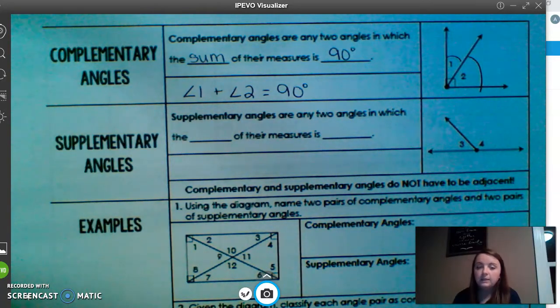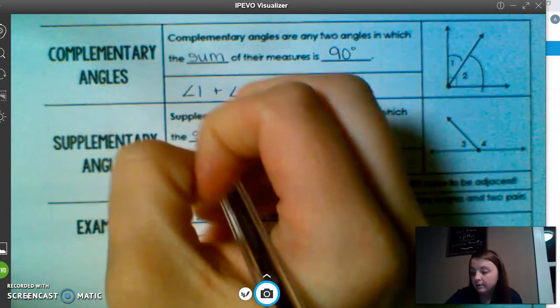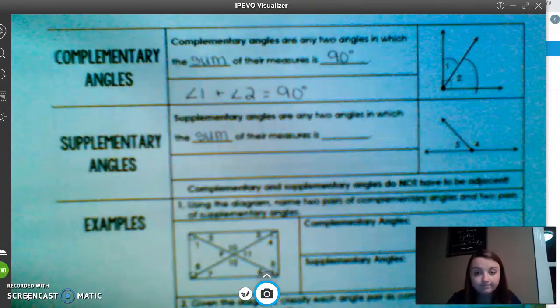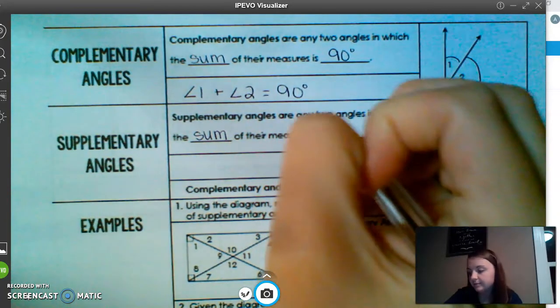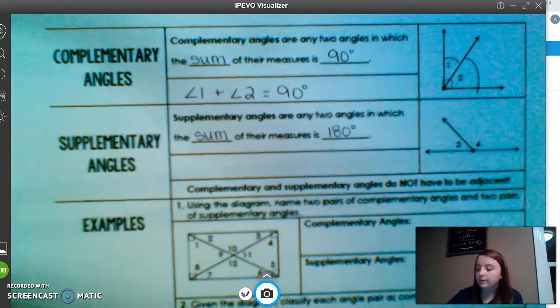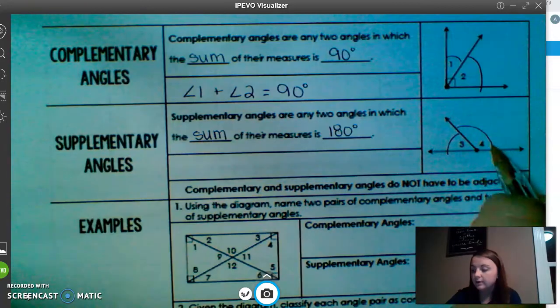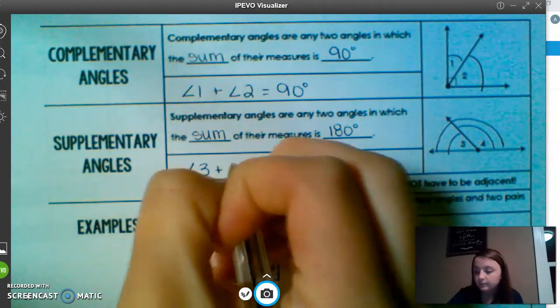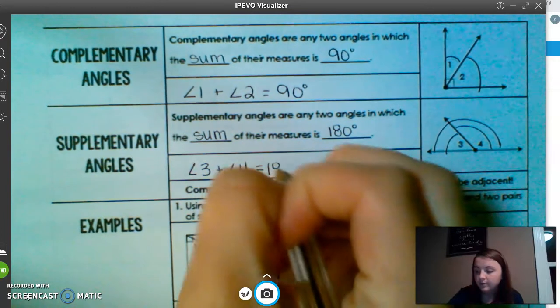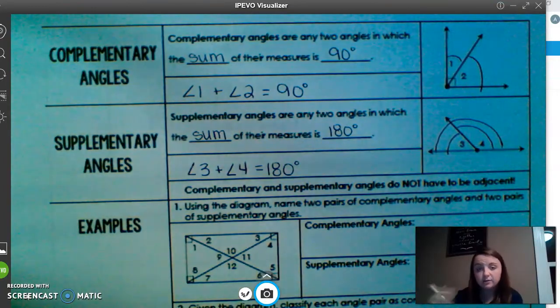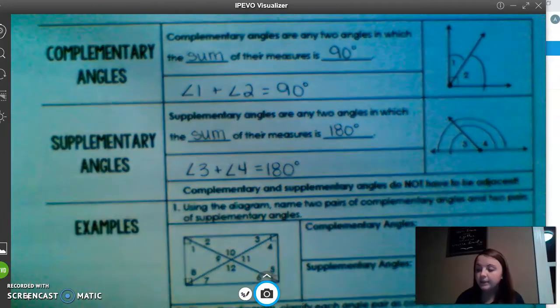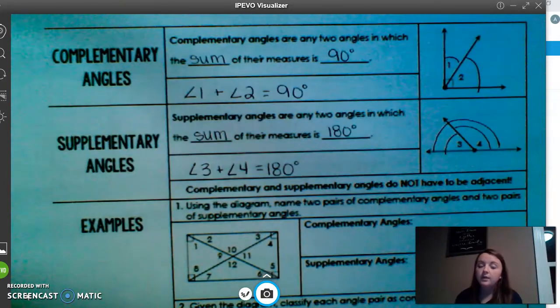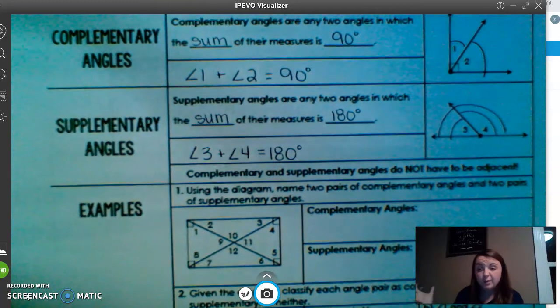Now, supplementary. These are any two angles in which the sum of their measures is, what do you think? 180 degrees. So we would say angle 3 plus angle 4 equals 180 degrees. Now remember I told you complements are easier, smaller to make. Supplementing takes a lot of effort, bigger. Complements 90, supplements 180. That's the way I remember it. Okay, if that doesn't work for you, just memorize.